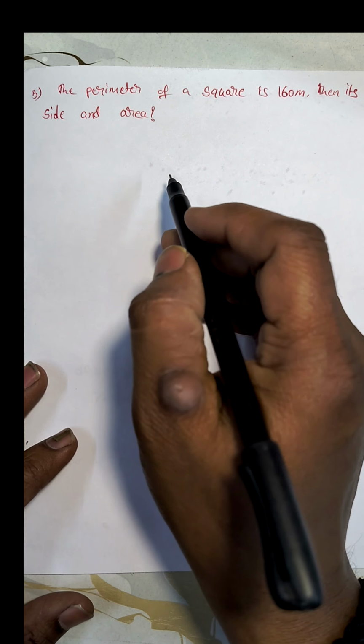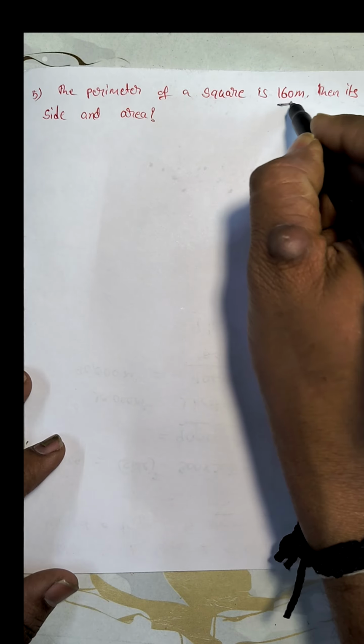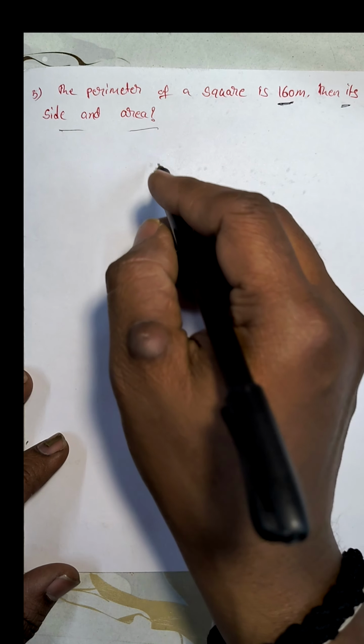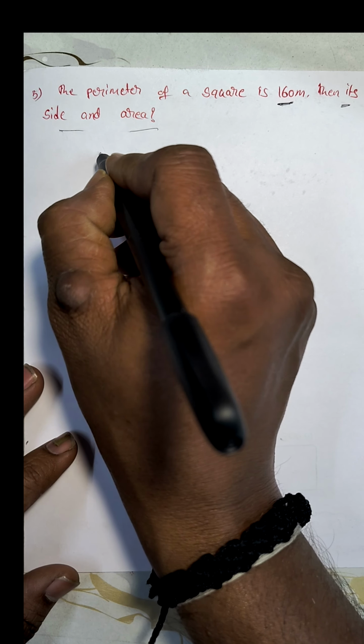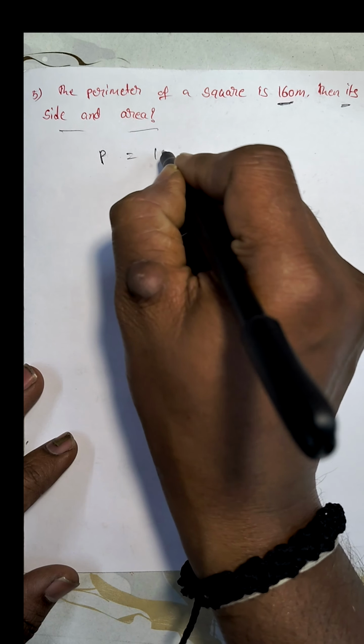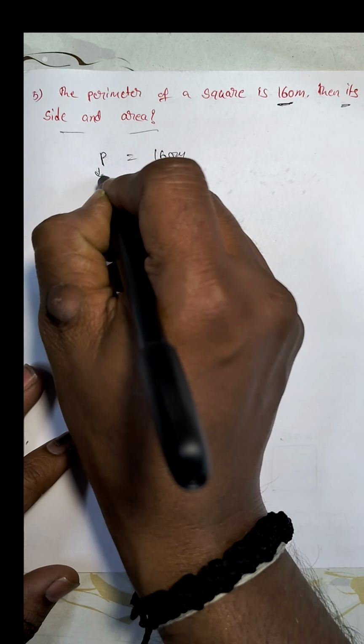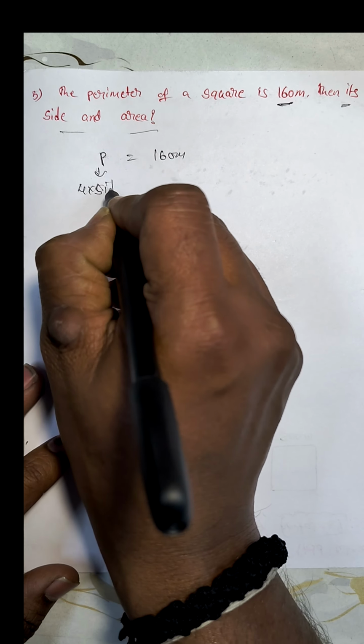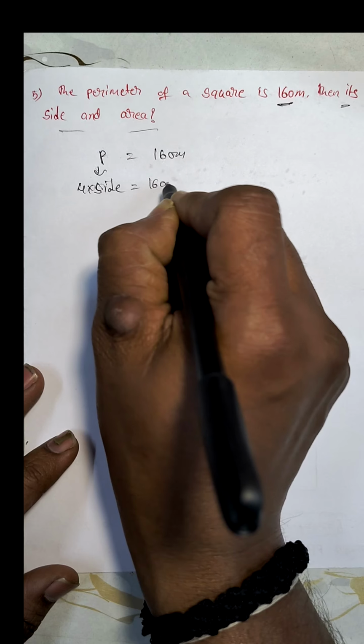Let us say the fifth question. The perimeter of a square is 160 meters. Then we are asked to find out its side and area. Okay. So what have we been given? We have been given the perimeter of the square as 160 meters, and we all know that the perimeter of a square is 4 into each side. That gives you 160 meters.